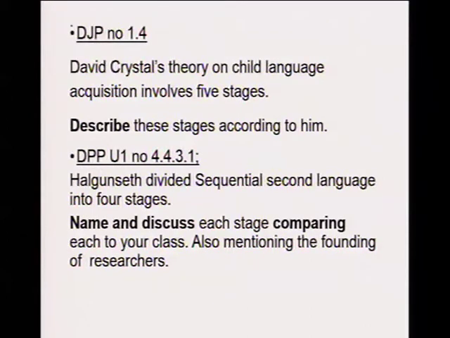DJP number 1.4, David Crystal's theory on child language acquisition involves 5 stages. Describe these stages according to him.